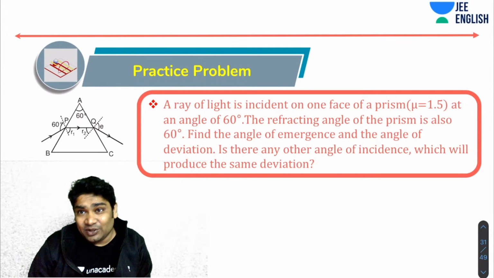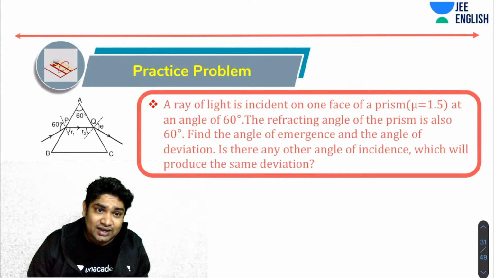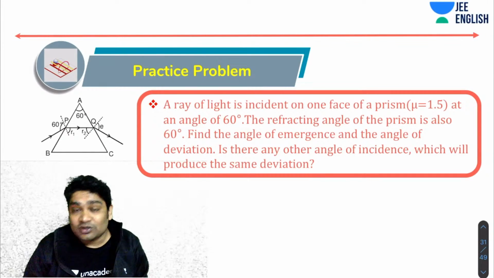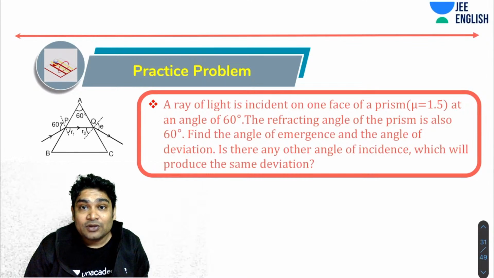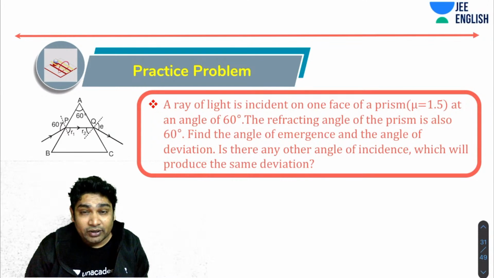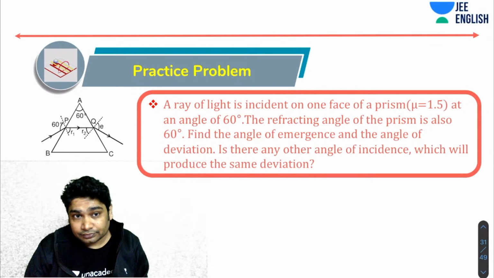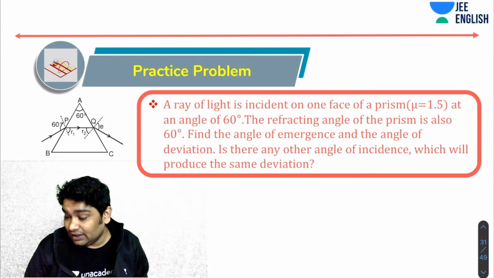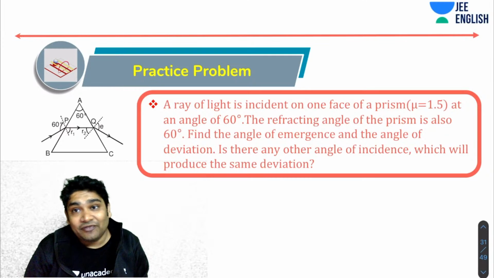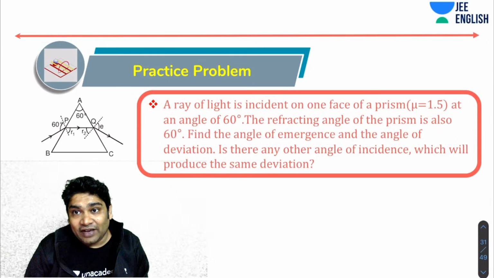Okay, so that's the theory that I wanted to discuss for today. Let's just discuss maybe a couple of questions, and then we can end today's session. So this is the first question I have for you. You have an equilateral prism, and you've been told that a ray of light is incident on one face of a prism, which is mu is equal to 1.5.